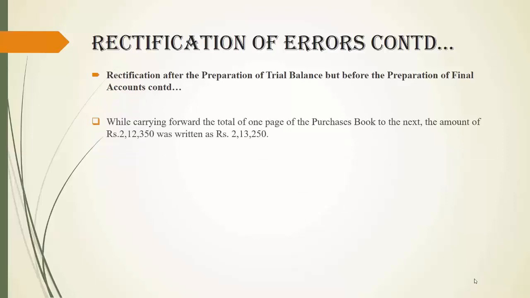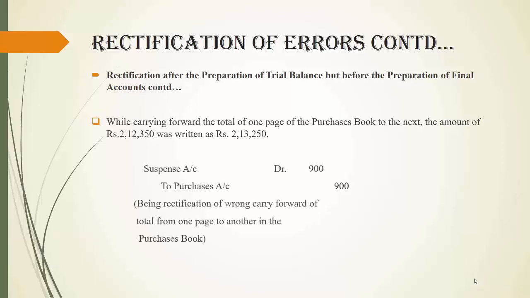While carrying forward the total of one page of purchase book to the next, the amount of rupees 2,12,350 was written as rupees 2,13,250. In this case, purchase book got over debited by rupees 900, rupees 2,13,250 minus rupees 2,12,350. So to rectify this error, we have to credit the purchase account because purchase book got over debited, and the rectifying journal entry will be suspense account debit to purchase account with rupees 900 being rectification of wrong carry forward of total from one page to another in the purchase book.